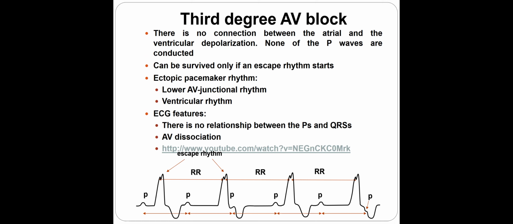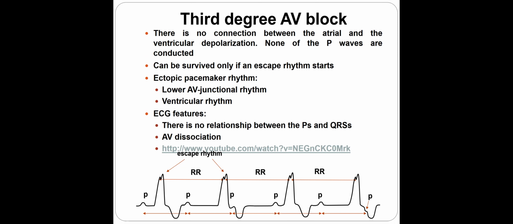So first degree AV block is rhythmic. Second degree AV block is arrhythmic. 2-to-1 AV block is rhythmic. High degree AV block is arrhythmic. And third degree AV block is rhythmic. Okay? Now, let's move on.